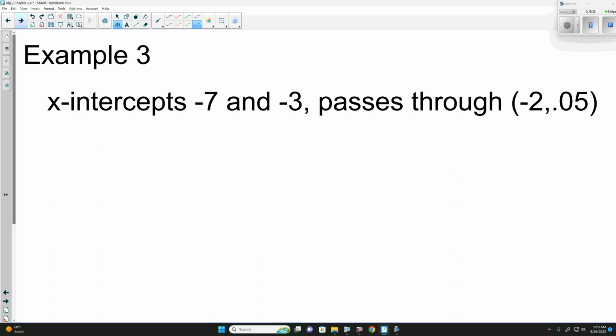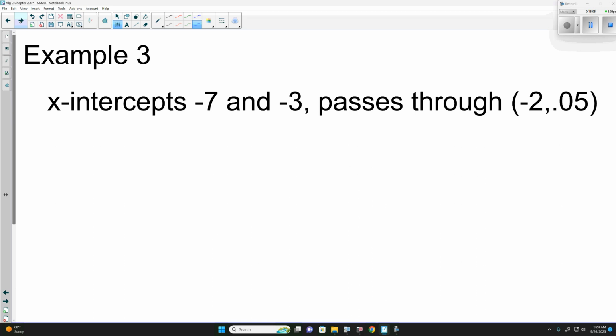So, for example 3, it says the x-intercepts are -7 and -3 and passes through the point -2, 0.05. So would we still use vertex form? No, because it does not say the vertex is this point, correct? But what does it tell us? The x-intercepts, yes? Which instead of the vertex form, we're going to use x-intercept form.